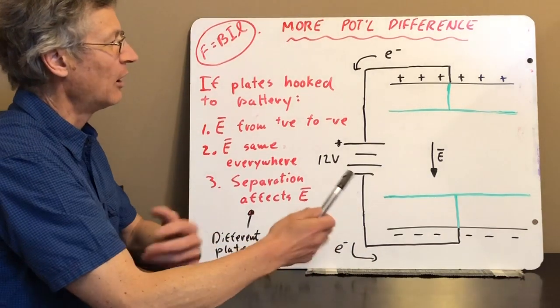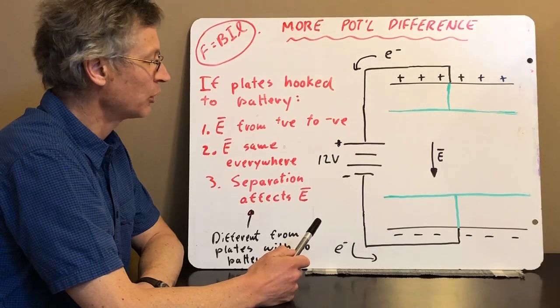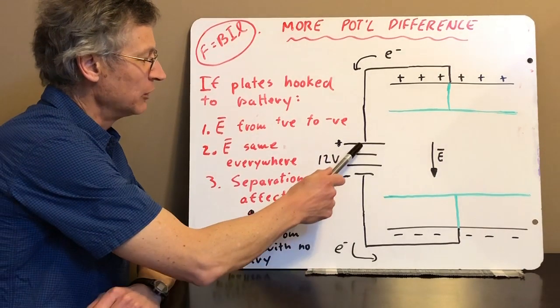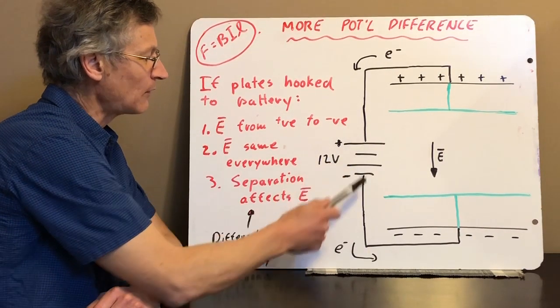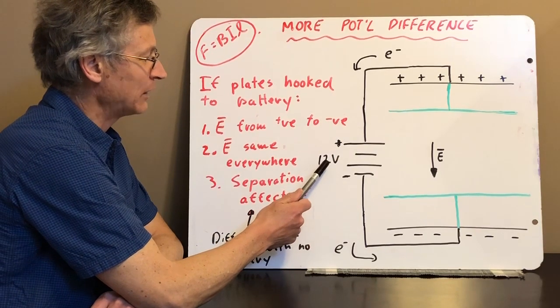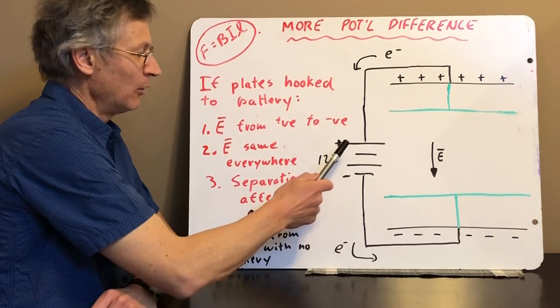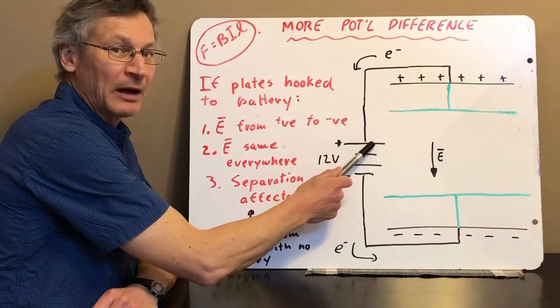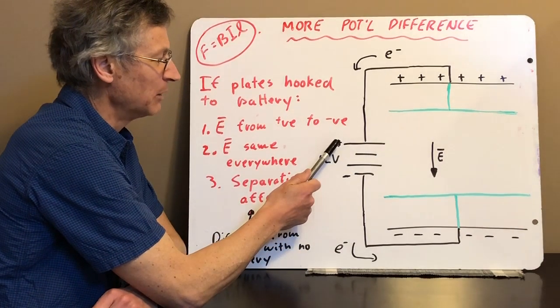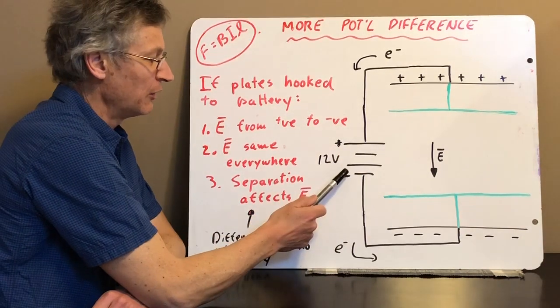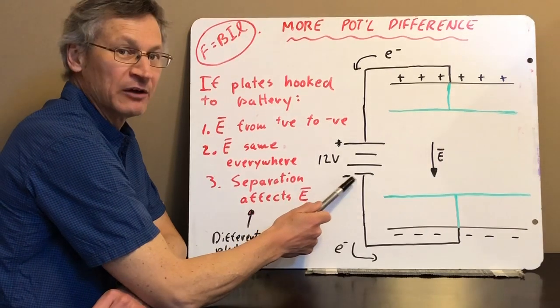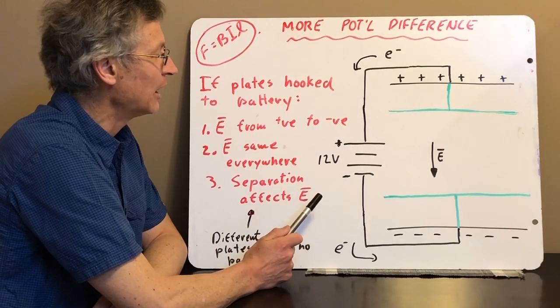So here's a pair of parallel plates that are hooked to a battery, and you can see here's our battery. It's a 12 volter, likely a car battery. There's the positive terminal of the battery. It's basically just going to be a big buildup of positive charge. There's the negative terminal of the battery. It's going to be a big buildup of negative charge.